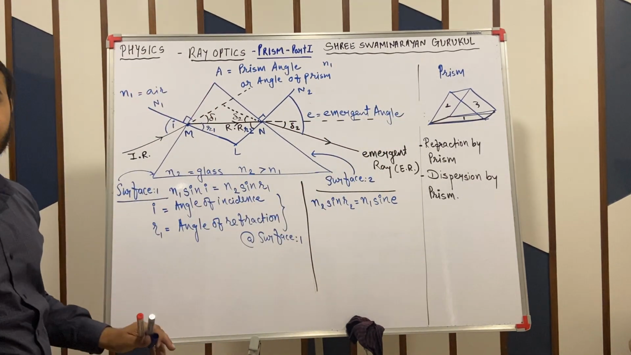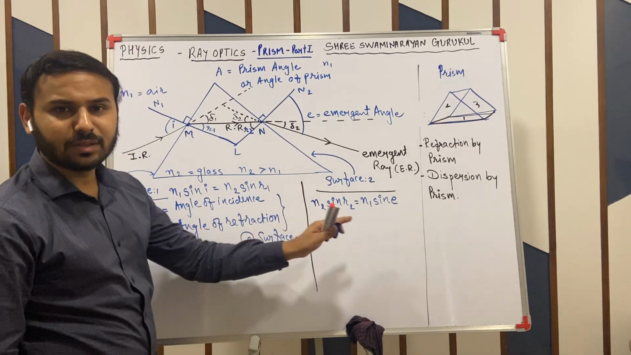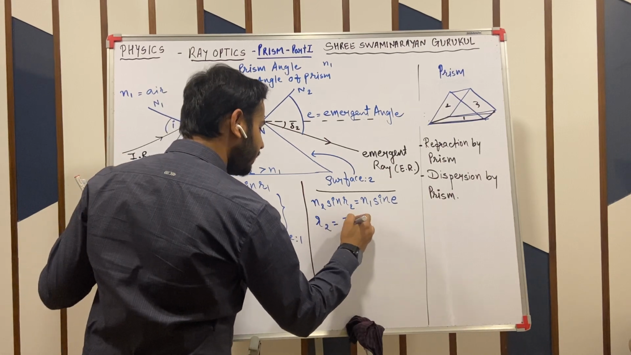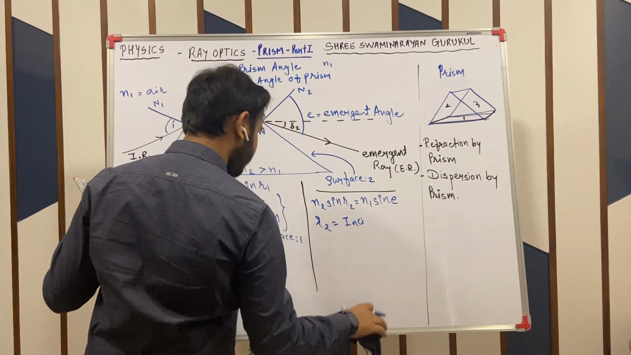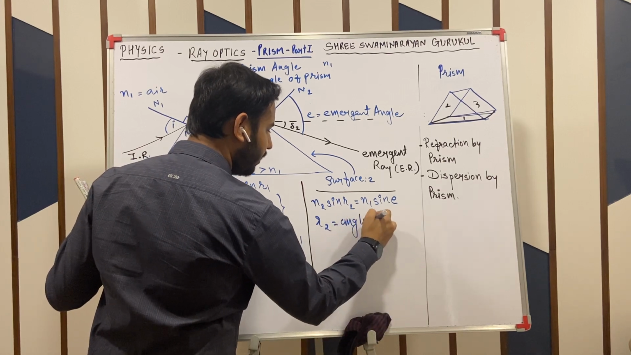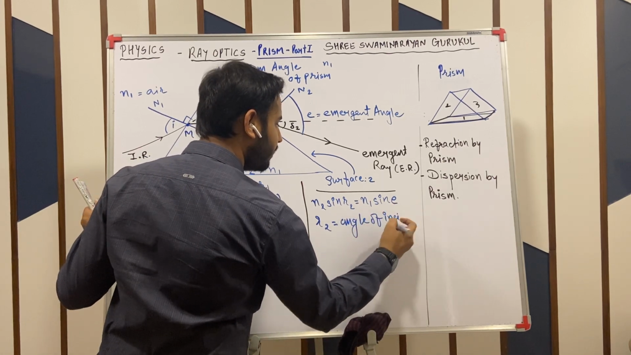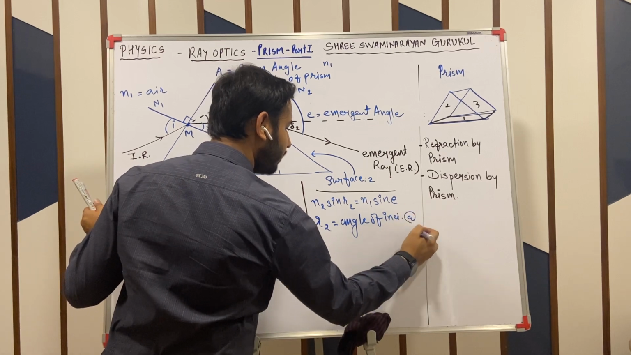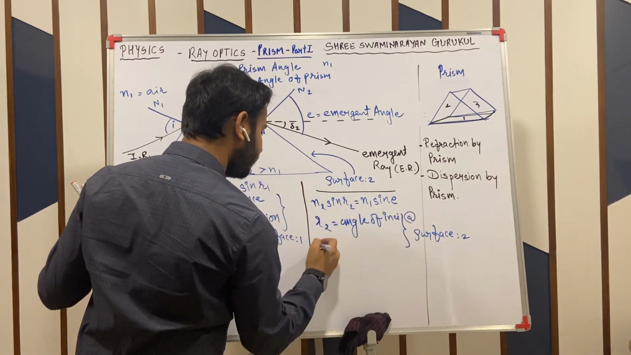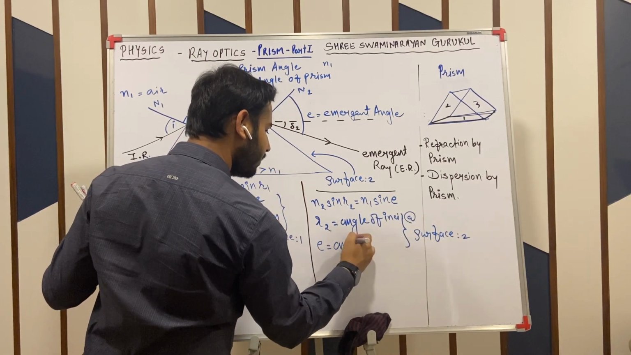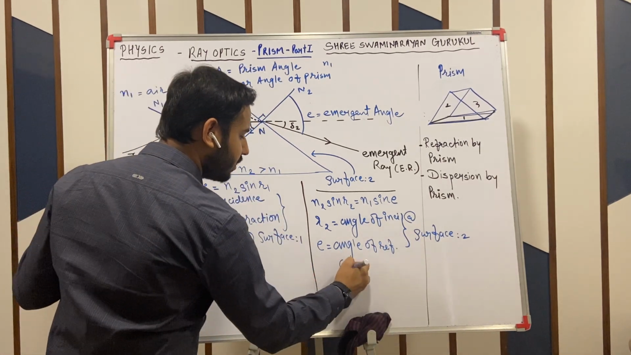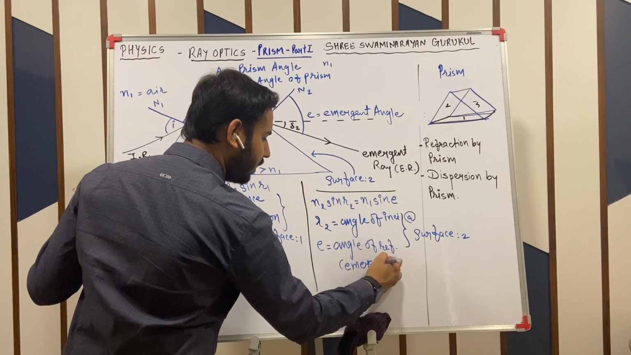N2 sine R2 is equal to N1 sine E, where R2 is the angle of incidence at surface 2, and E is the angle of refraction at surface 2, or you can say this is the emergent angle.